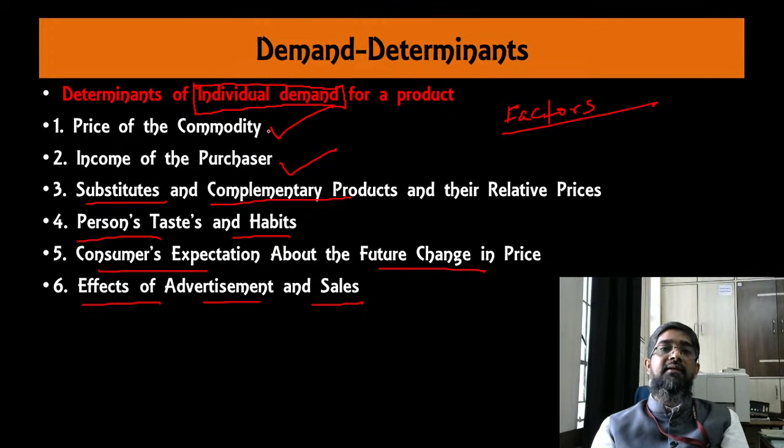So first point is price of the commodity. This price of commodity, there is a general relation. What is it, if the price of a thing increases, then its demand will decrease.